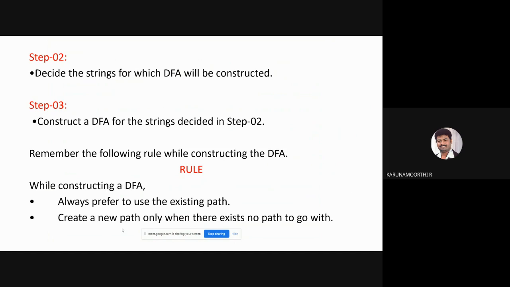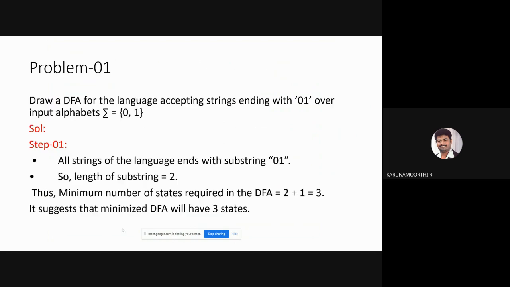So according to this rule, let us see a problem now. This is problem number 1. Draw the DFA for the language accepting the strings ending with 0, 1 over the alphabet {0, 1}. What is the meaning of this problem? Please try to understand it. Here they are asking that you can generate any combination of zeros and ones, but the string must end with 0, 1.